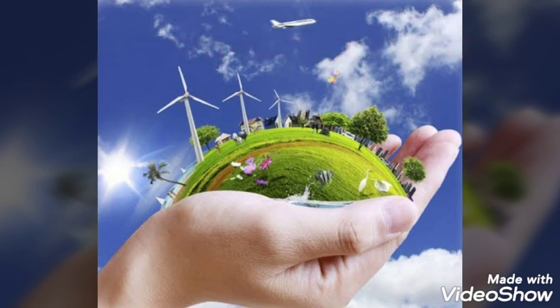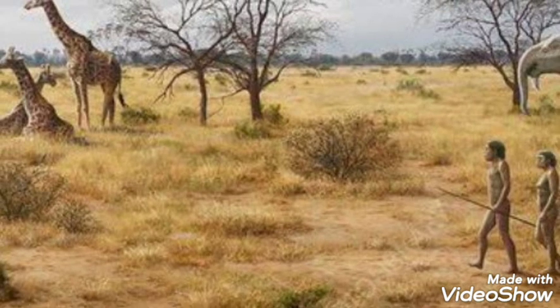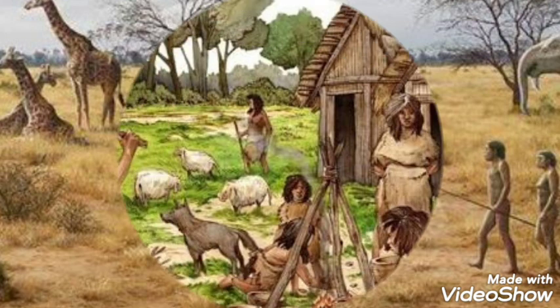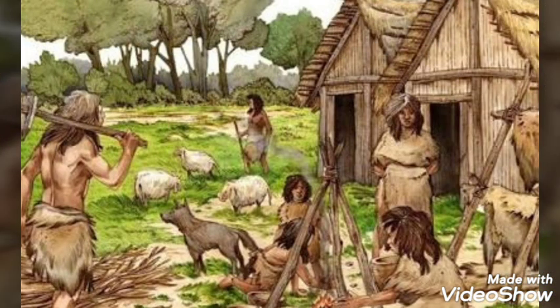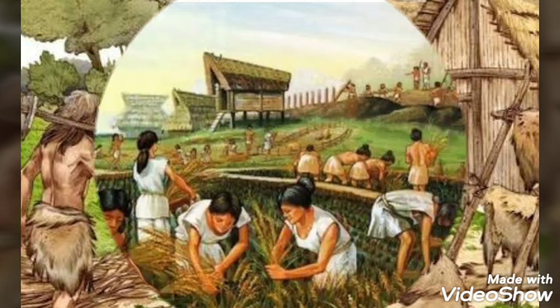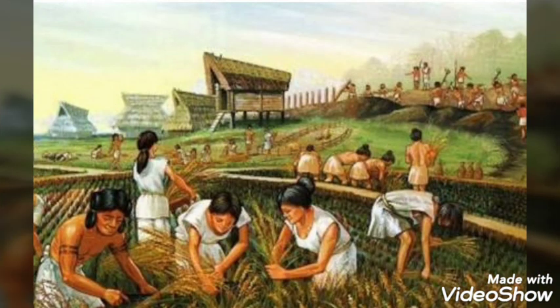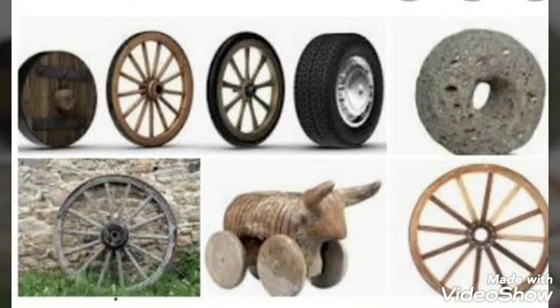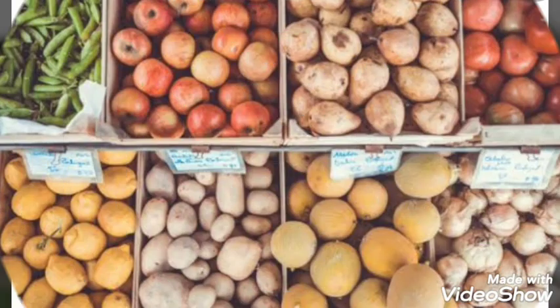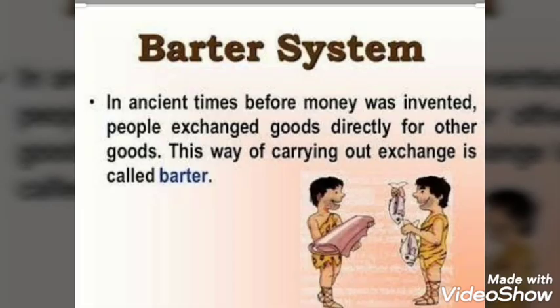Early humans adapted themselves to the natural surroundings. They led a simple life and fulfilled their requirements from the nature around them. They learned to grow crops, domesticate animals, and lead a settled life. The wheel was invented. Surplus food was produced. And the barter system emerged.